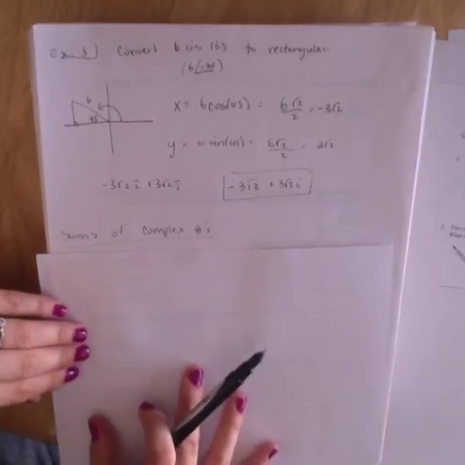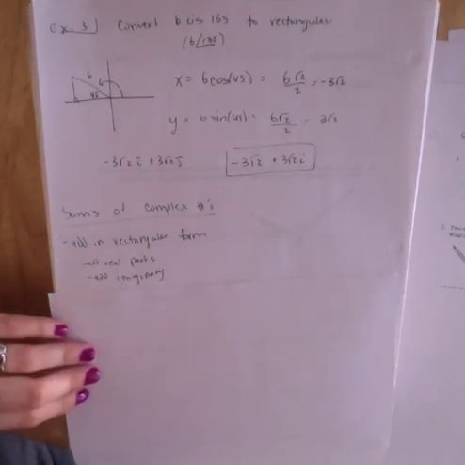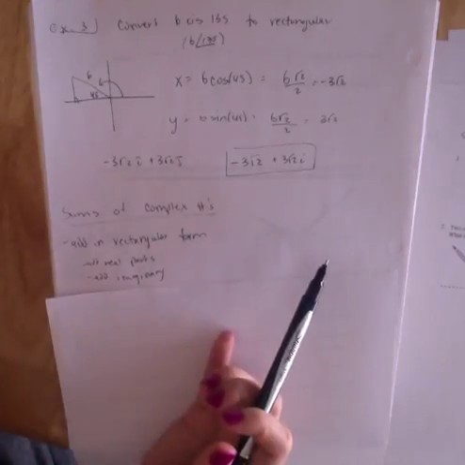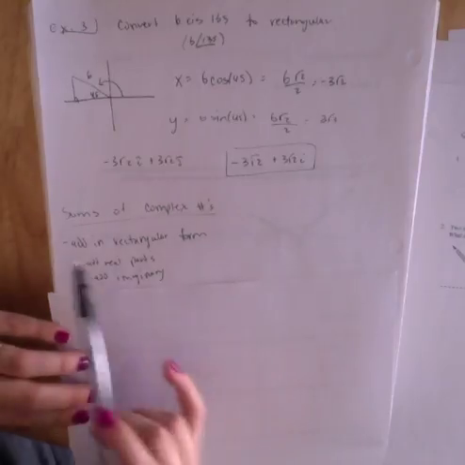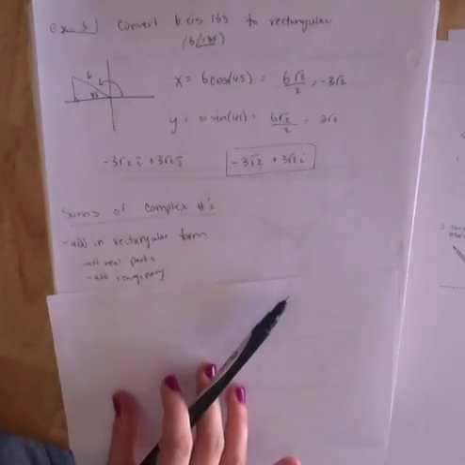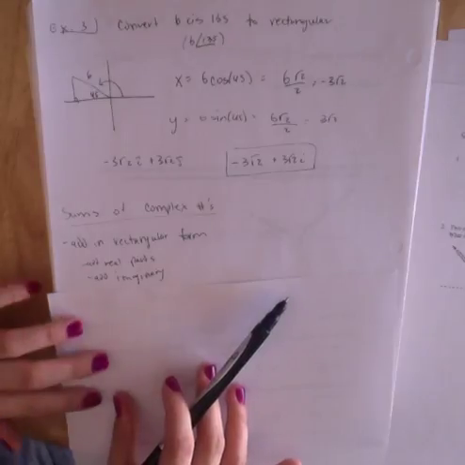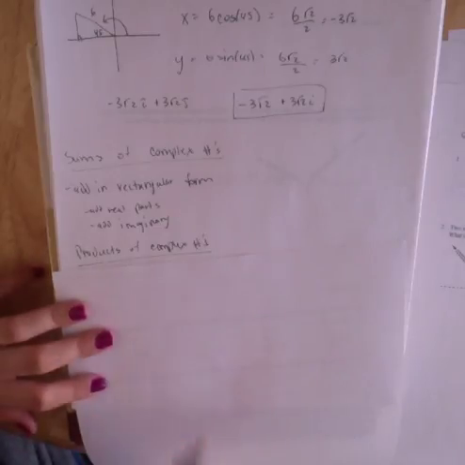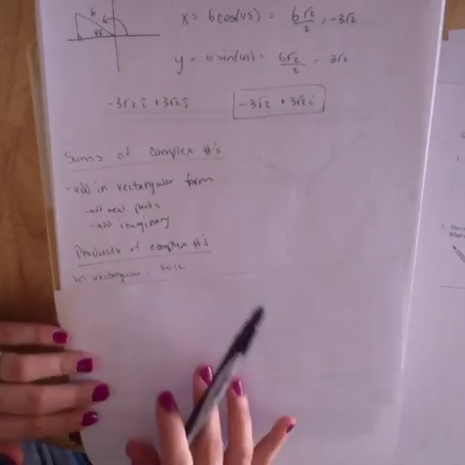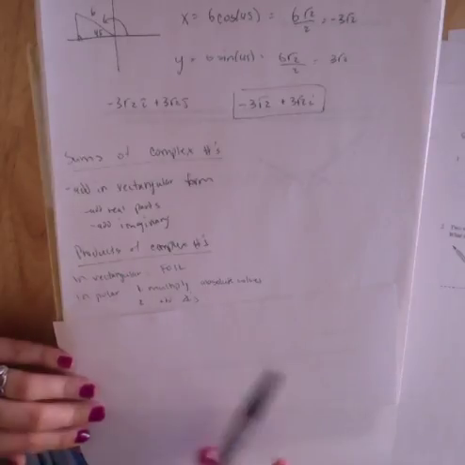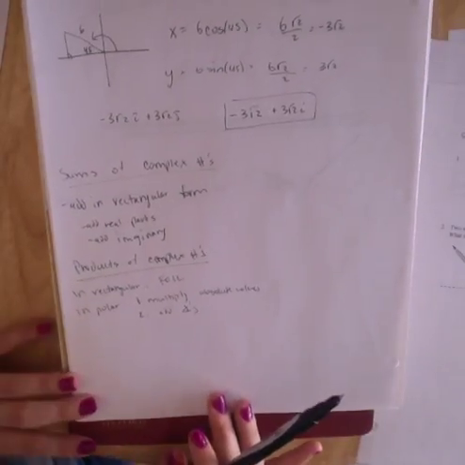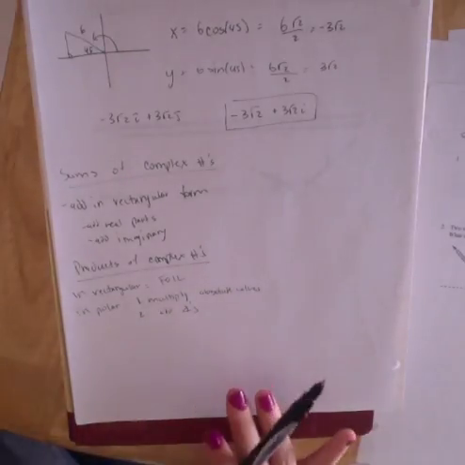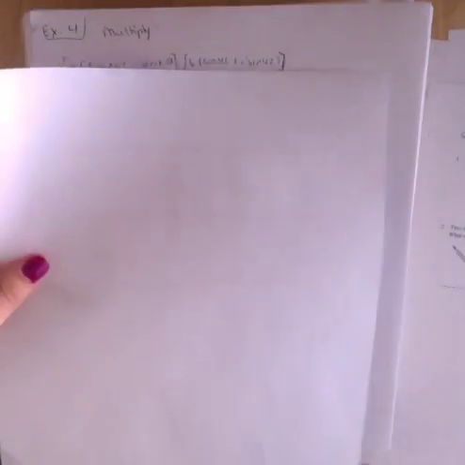All right, now let's talk about the sums of complex numbers. To sum complex numbers, you have to add in rectangular form. Okay, same thing that we did before we had complex numbers. We always convert to rectangular form. Okay, you cannot add in polar. And you add the real parts and you add the imaginary parts. Okay, the products of complex numbers, if you're in rectangular form, you can just FOIL. And if you're in polar form, you first multiply the absolute values, which is the r value, and then you add the angles. So let me show you.